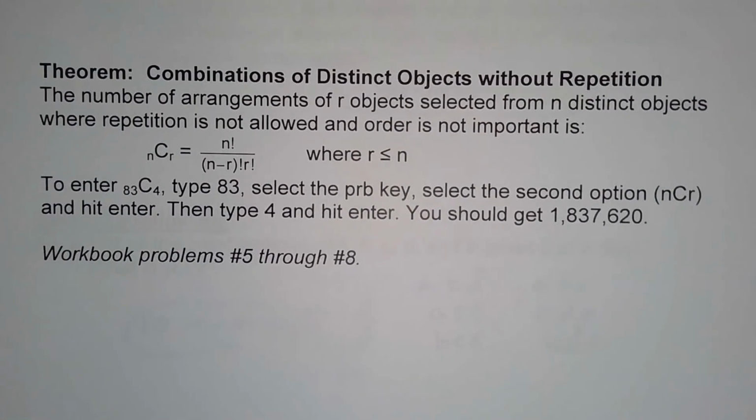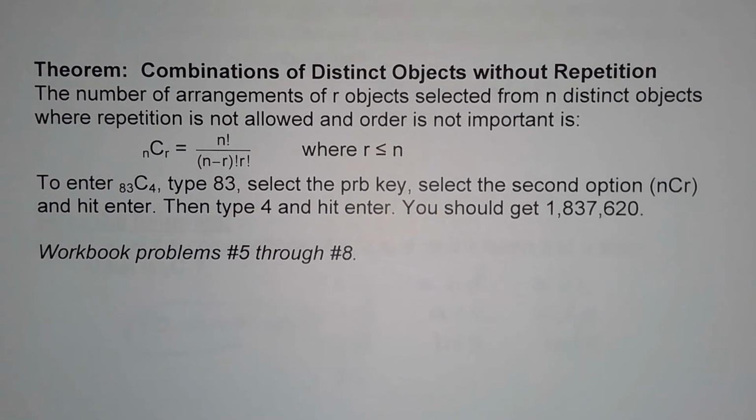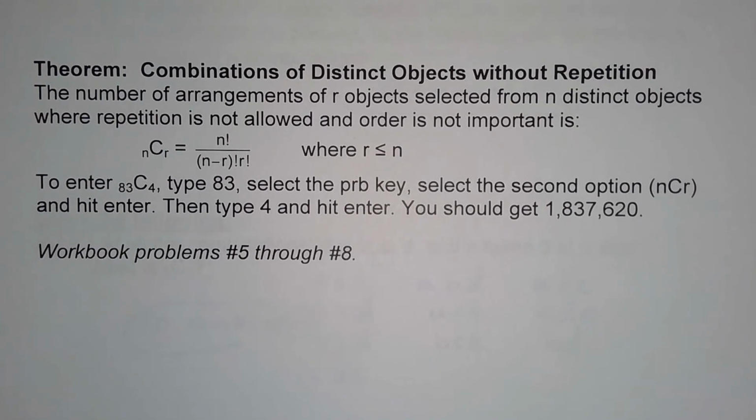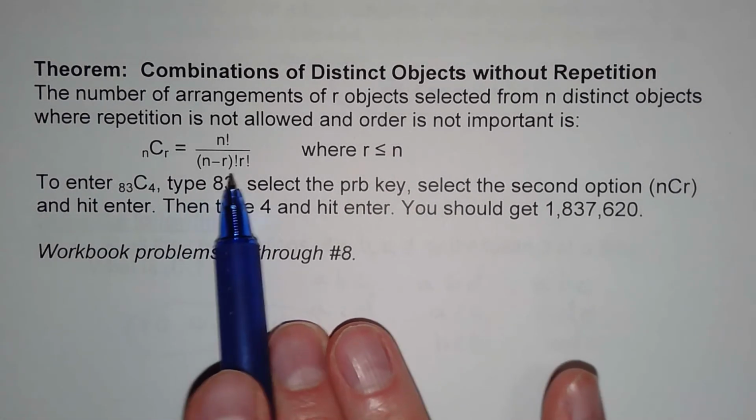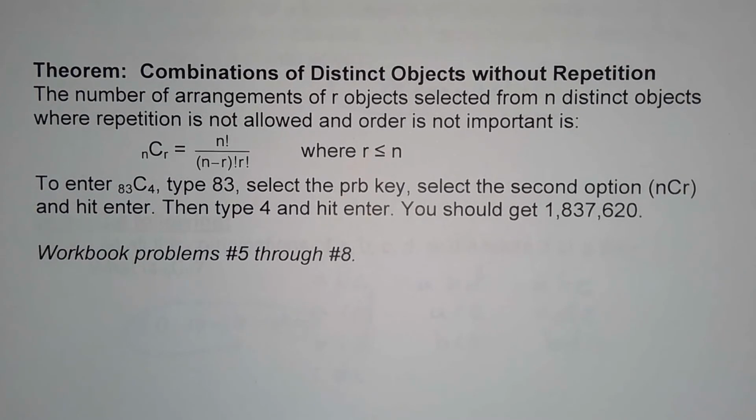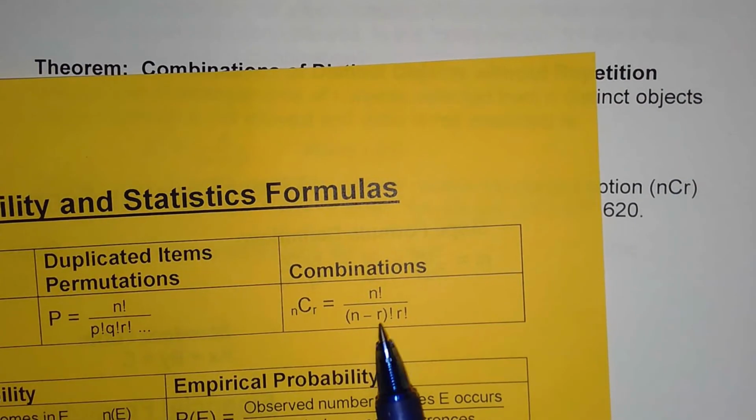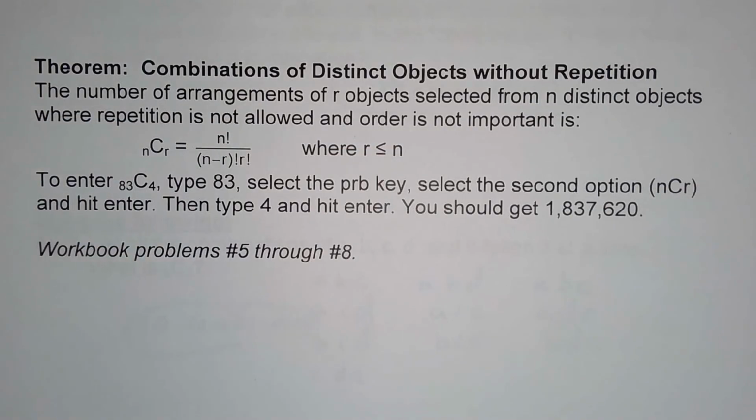The arrangement of r objects selected from n distinct objects, where repetition is not allowed and order is not important, is n factorial over n minus r factorial times r factorial. Now again, with this one, you can do it by hand. You have the formula on the formula sheet, but you can also more easily do it on the calculator.